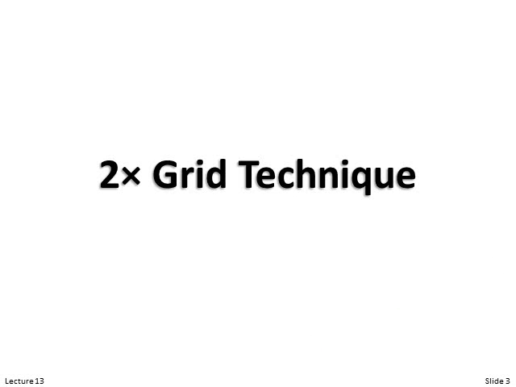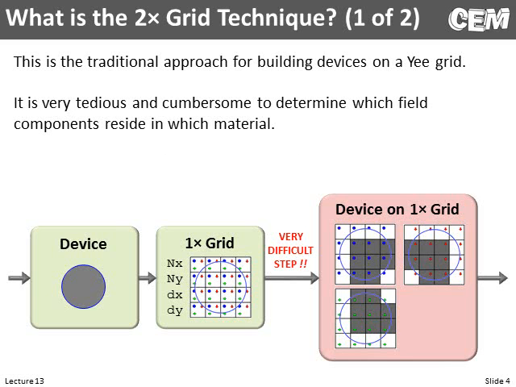On to the 2x grid technique. So in order to do something that we call loosely building a device on the grid, we start off with what should the device be, and in this case we just want to build in some kind of dielectric cylinder. Then we calculate our grid. We know we have multiple cells. We know there's the staggered placement of the field components, so there's a staggered placement of the material properties, and somehow our device will be overlapping all of this.